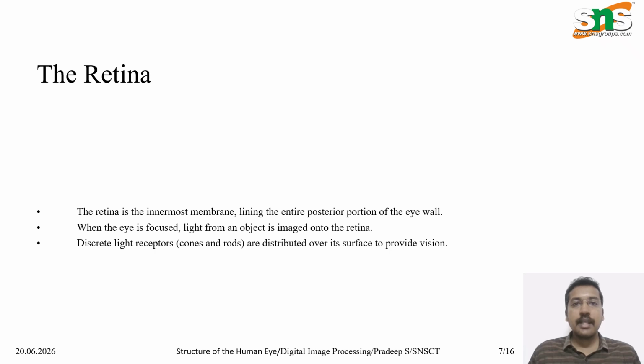The retina is the light-sensitive inner layer where images are formed. It contains photoreceptor cells called cones and rods. When the eye is focused, light from an object is imaged onto the retina. The retina is the innermost membrane lining the entire posterior portion of the eye wall.